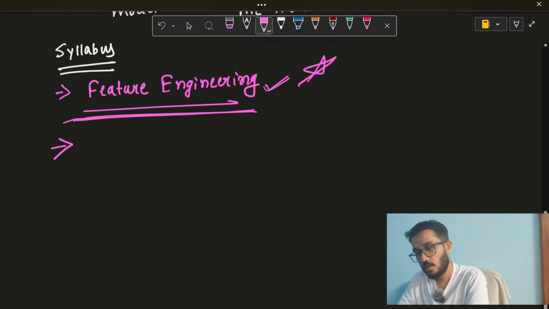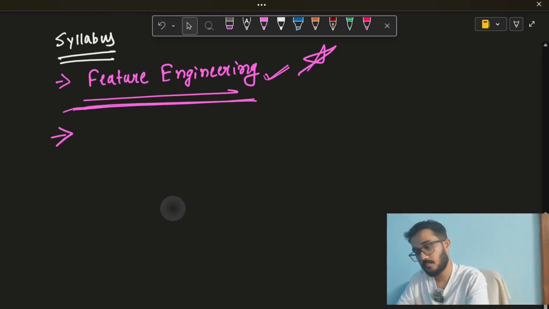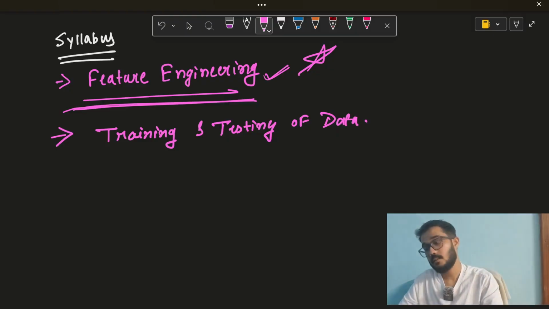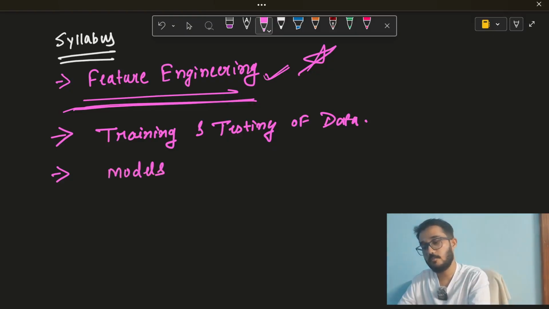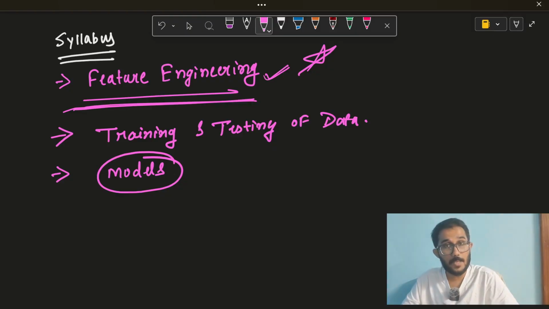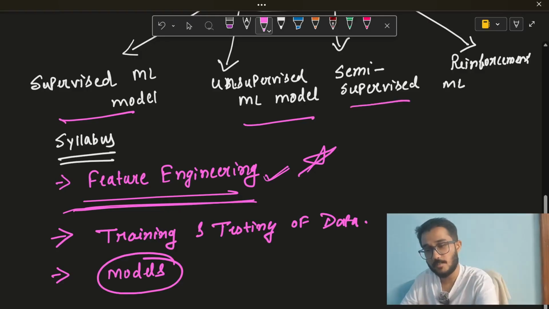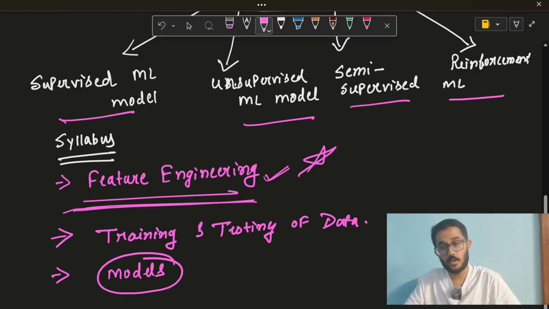The next thing we will be doing is the training and testing of data. The third thing we will be doing is the models. We will learn about the models. What are the types of machine learning models we are having? Supervised, unsupervised, semi-supervised, and reinforcement machine learning models.